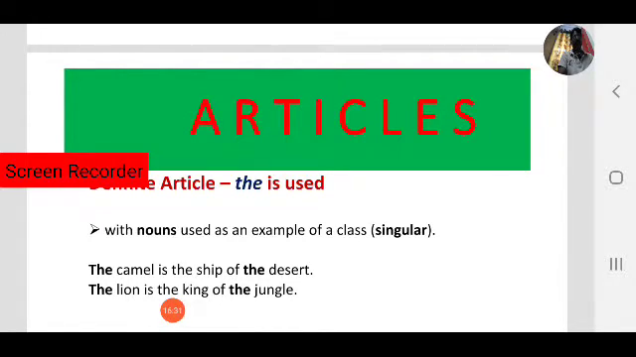The lion is the king of the jungle. Here also, the lion. Jungle means any jungle, but it is symbolic. We are using it symbolically. That is an example of a class. The lion means all lions, a category of lions. It is one example. So before nouns used as an example of a class: the camel is the ship of the desert, the lion is the king of the jungle.